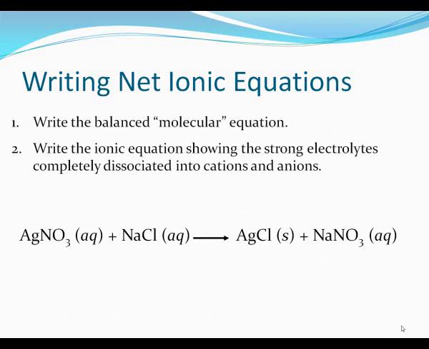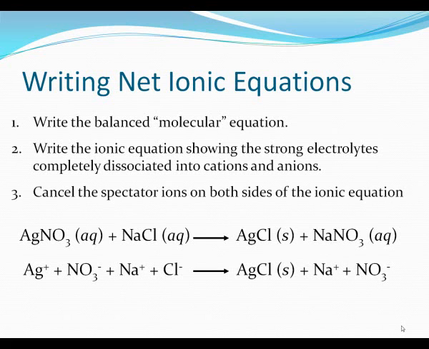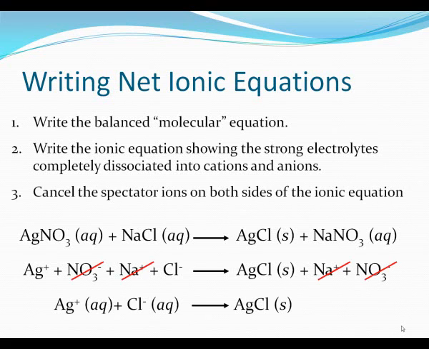The next step then is to write an ionic equation showing the strong electrolytes completely dissociated into their respective cations and anions. And I've left the (aq) off for these ones. Silver ions, nitrate ions, sodium ions, chloride ions to make silver chloride, sodium ions, and nitrate ions. The final step is to cancel out the spectator ions that are on both sides of the equation and write out your net ionic equation. That is, only those ions that have ceased to be ions. They have changed.